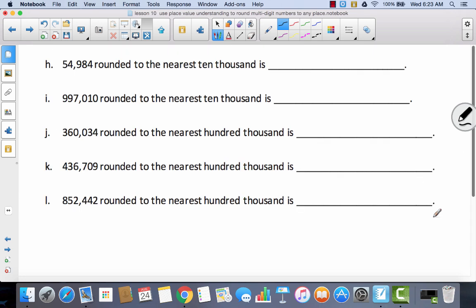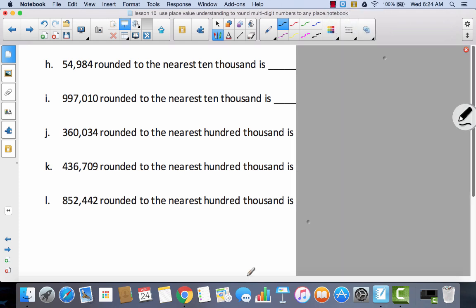All right, let's take a look at H, I, J, K, and L. Okay, I would like for you to do all 5 of these by yourself. And if you need to draw a vertical number line on a separate piece of paper or on this paper, I want you to do that. And then we're going to come back and check all 5 of them together.